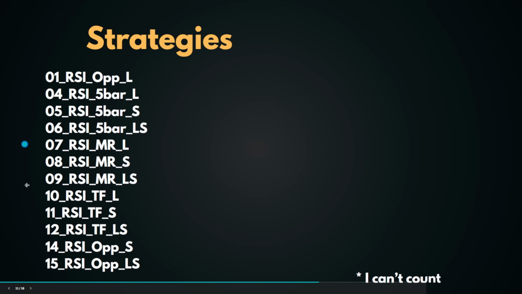And don't worry about the number combination. Obviously, I cannot count. OPP means taking the opposite trade for the exit. 5 bar means 5 bar exit. MR means mean reversion. TF means trend following. And L means long direction. S means short direction. And LS means both long and short.